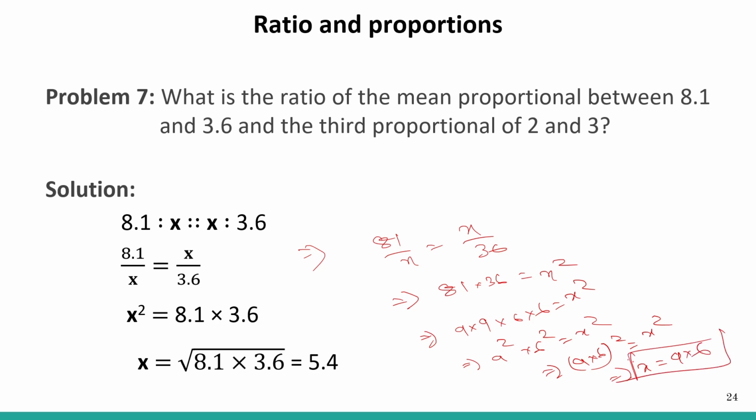So the correct answer will be 9 into 6. X is equal to, that will be what? It will be equal to 54. So 54 in decimal will be 5.4.